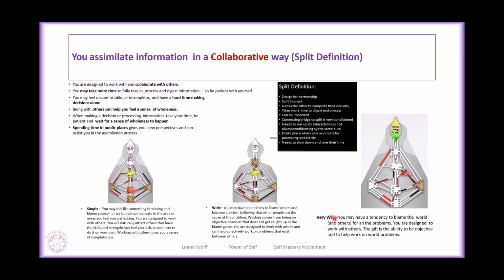Then we have a very wide split. And a very wide split may take a couple channels or one channel and a couple gates. So you may have a tendency to blame the world and others for all the problems. You are designed to work with others. The gift is the ability to be objective and to help people work on the world problems. So again, we have the emotional center, we have the ego center, channel of community is connecting them. And then we could use gate 25, we could use gate 8, or we could use one of these channels here. And then we would also need one of these channels to connect us up to our beautiful, logical, theoretical mind.